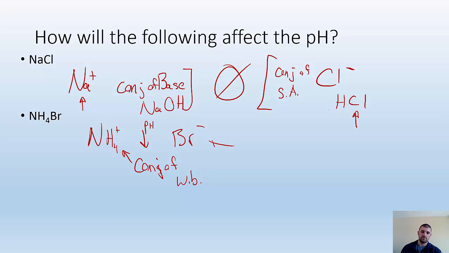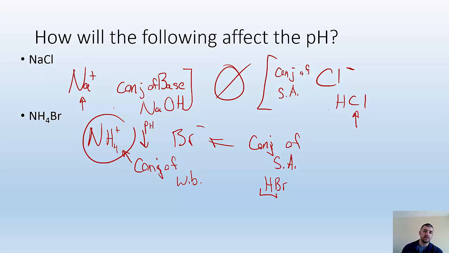And I know that the bromide ion is the conjugate of a strong acid, right? HBr is one of our strong acids, so the bromide ion doesn't want to do anything with H+. It's not going to hold on to any H+ and mess with the pH. So that tells me that this NH4 plus is going to be what affects the pH. The pH is going to go down, right, because of this NH4.